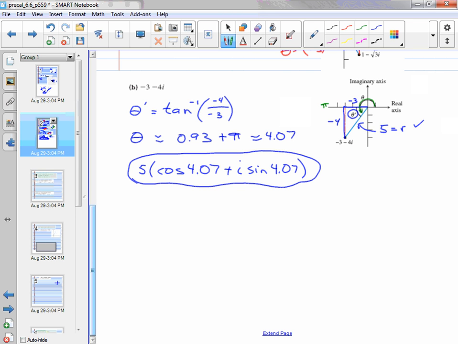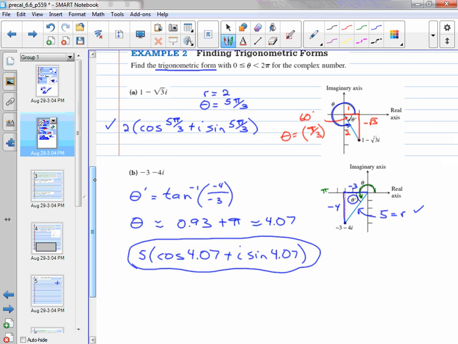Not an exact value because we don't have a special triangle. If I have a special triangle or a quadrantal angle where I know the exact value, then write it with the exact value for that angle, such as in part A.